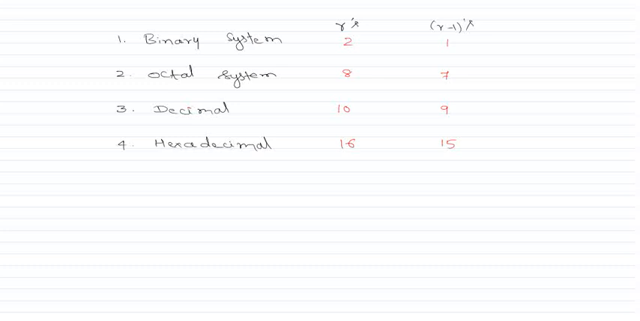In practice, we have the binary system, where we can take 2's complement and 1's complement. We have the octal system, where 8's complement and 7's complement can be taken. We have the decimal system, where 10's complement and 9's complement can be taken. And similarly, in the hexadecimal system, we can take 16's complement and 15's complement.